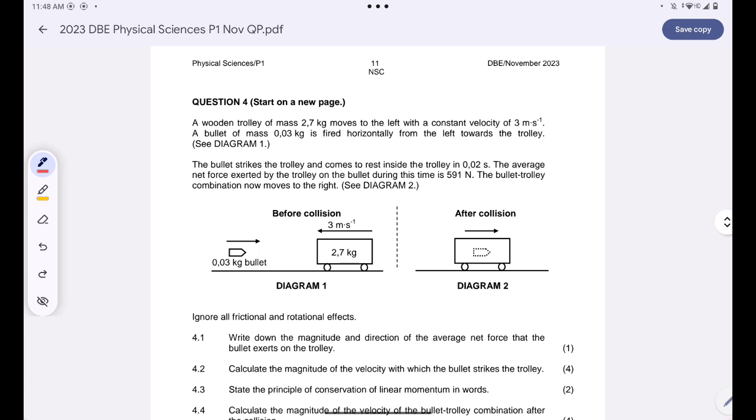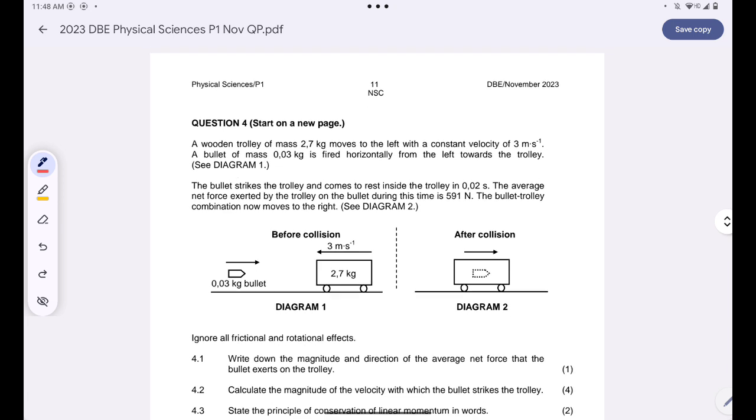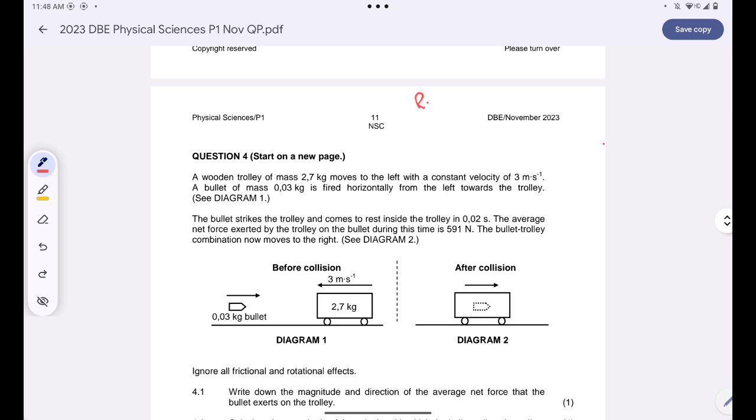Please note that momentum is a vector quantity, and whenever you deal with vector quantities, you must always assign your direction. Choose which direction is positive. In this case, the only movement that's happening is horizontal movement. So either I say anything that moves towards the right is positive, or anything that moves towards the left is positive. So for now, let's choose anything that moves towards the right or east as positive. This simply means that anything that goes to the left will be negative.